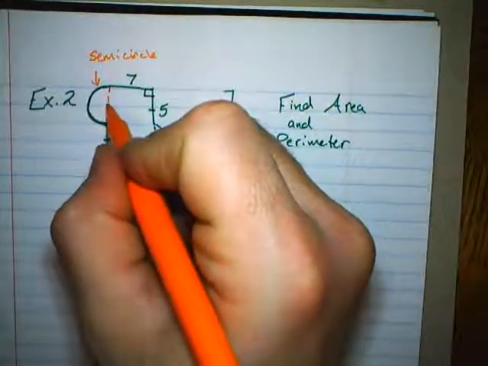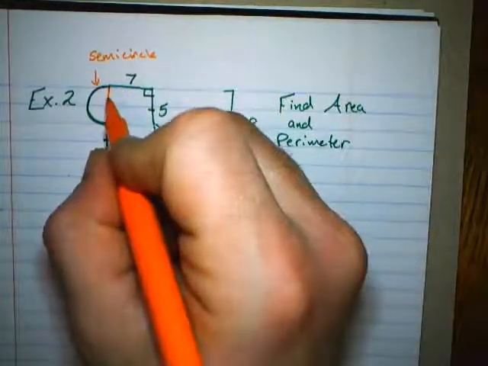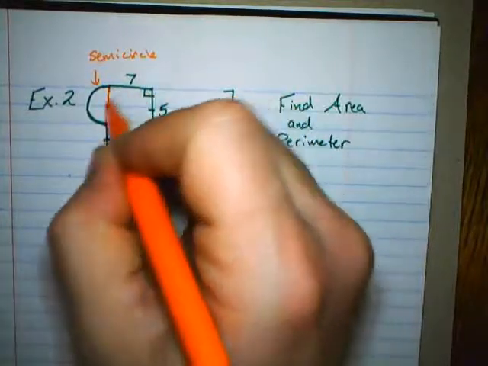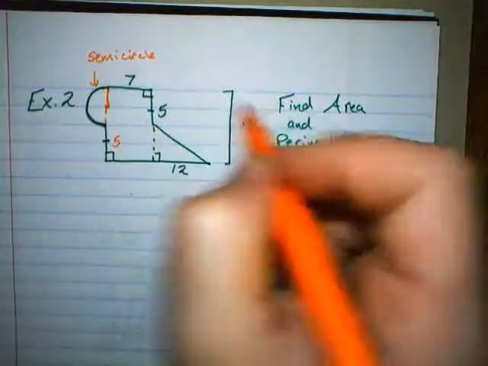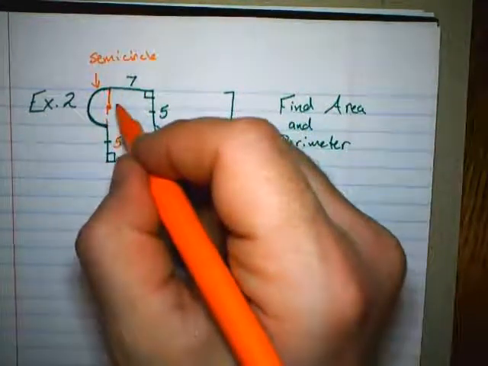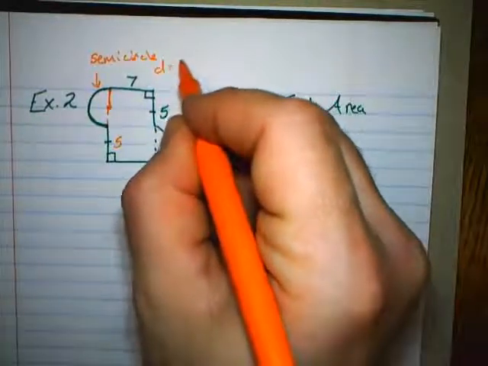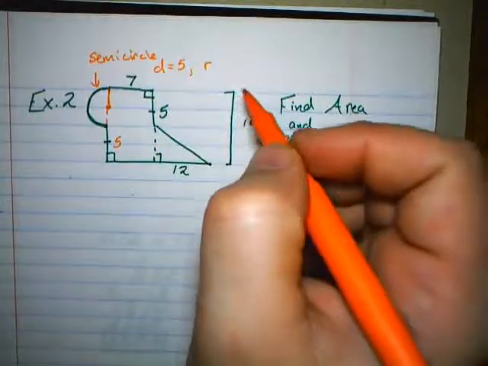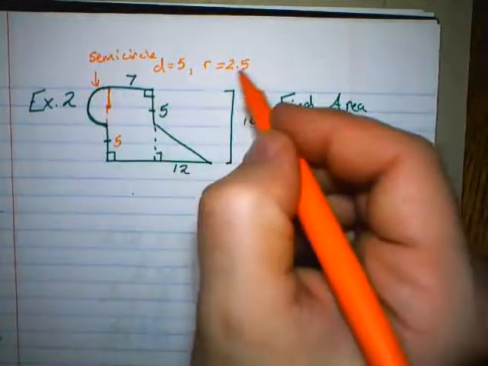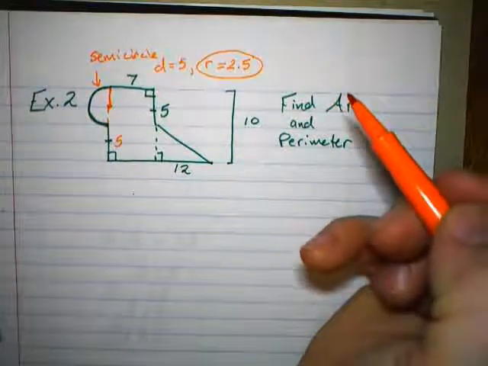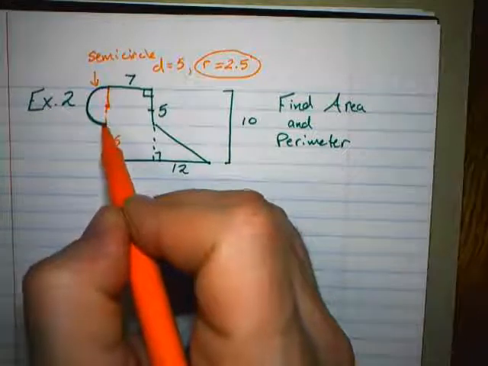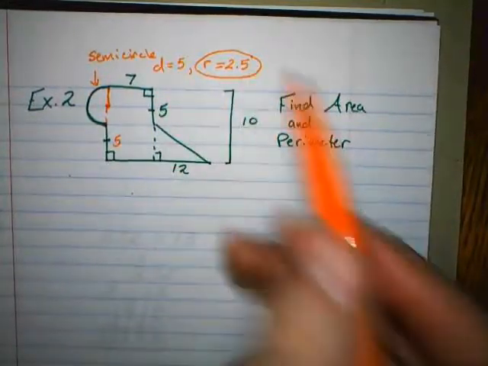But I want you to realize the radius of that semicircle is half of this full length. Well, if this is congruent to this and this is a rectangle, that means this is 5, and that whole thing is 10. So that means the diameter of your semicircle is 5, so the radius is half of that, which would be 2.5. So when I go to use my area for a semicircle, I'm going to use that radius. And when I use my formula for half of the circumference of a full circle, I'm going to use that diameter or that radius.